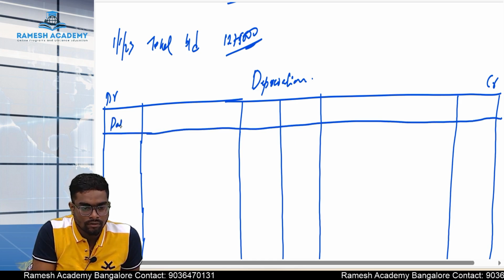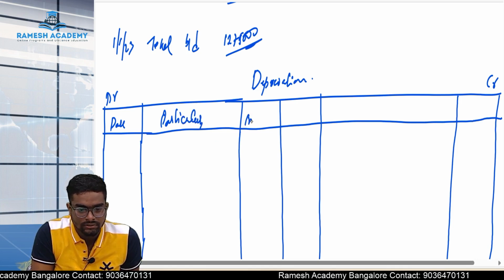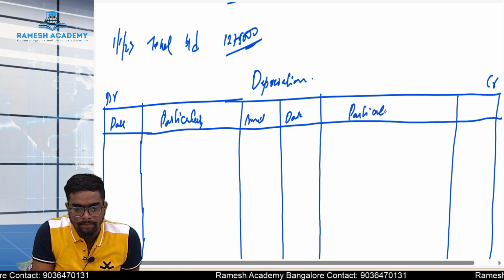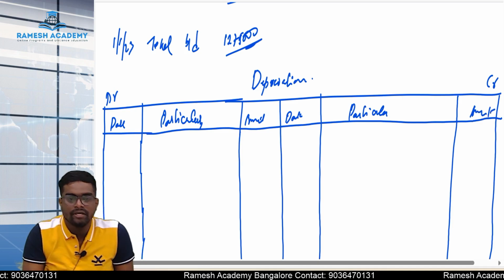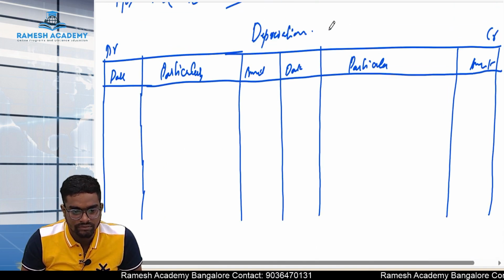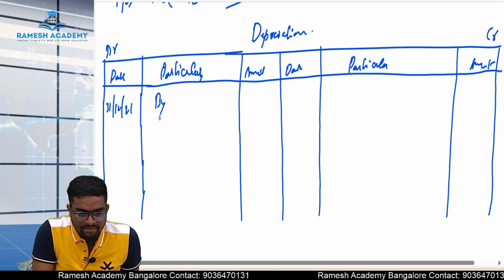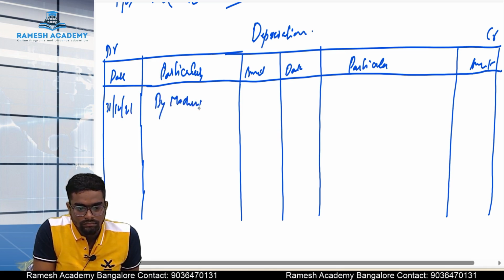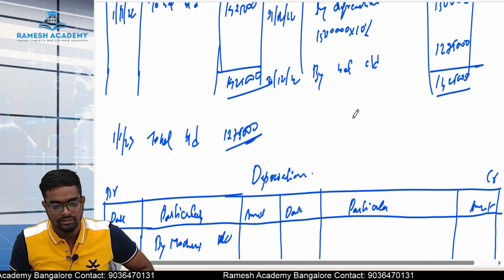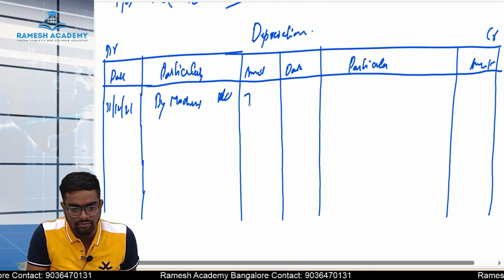So date, particulars, amount. Date, particulars, amount. Okay. So when was the first depreciation charge? 31st December. So it will be by machinery account because the account is debited. Okay. So how much is it? 75. So this I will transfer to P&L account. That's it.